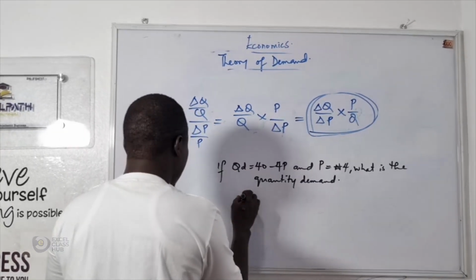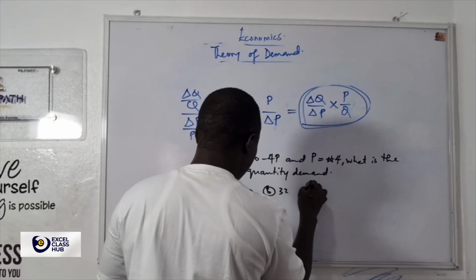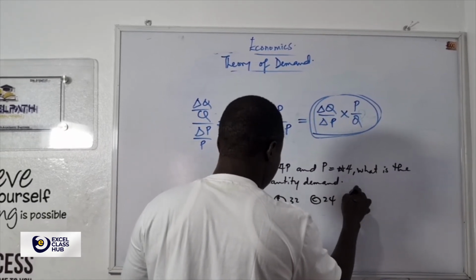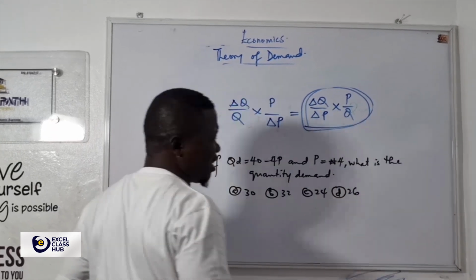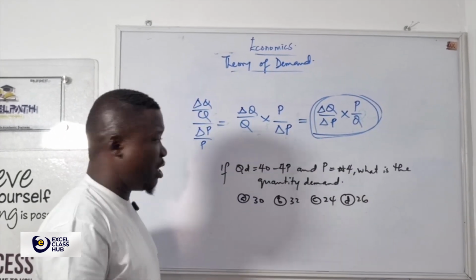We have option A to be 30. Option B, 32. Option C, 24. Option D, 26. A very simple question. As a JAMB student, if you come across something like this, you don't need to waste your time.